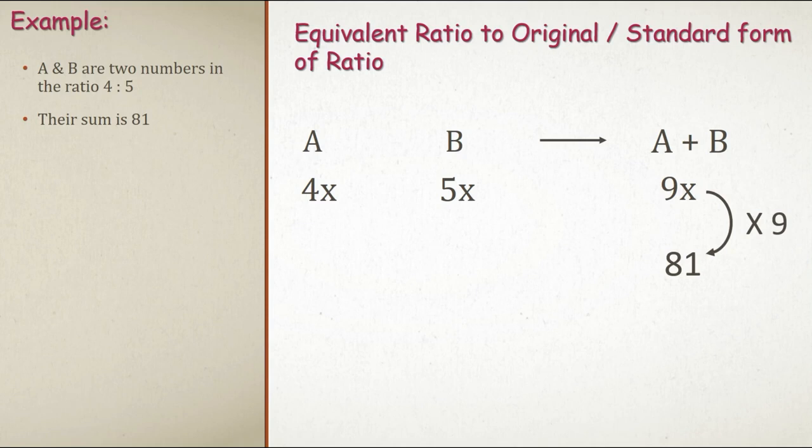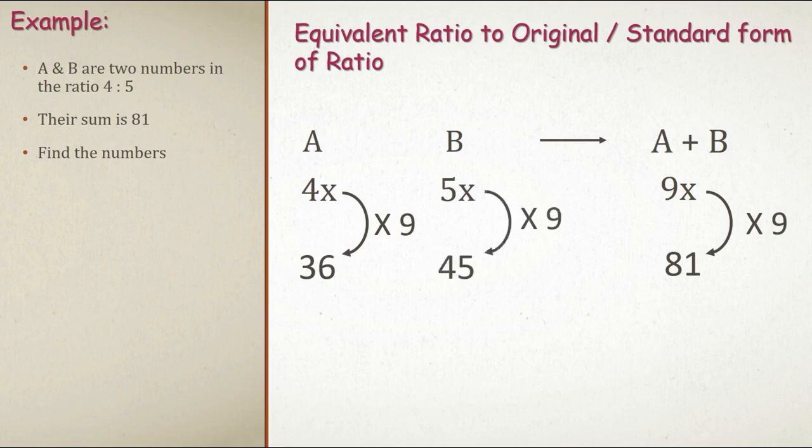Now since we have multiplied the total of this ratio by 9 to get 81, to find the individual numbers, again we'll have to multiply the individual numbers by 9. So 4x multiplied by 9 will be 36 and 5x multiplied by 9 will be equal to 45, because the ratio is always multiplied by the same common factor.